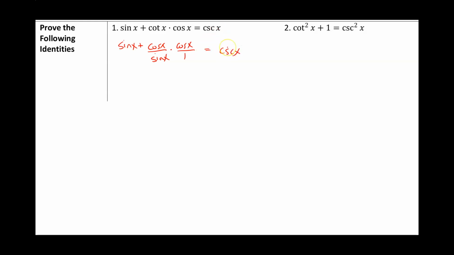We can't touch the right side at all. So in multiplication, you don't need a common denominator. So we have sine x. Cos times cos is going to be cos squared x. Sine x times 1 is going to be sine x. And anytime there's a fraction, make the other expression also into a fraction.